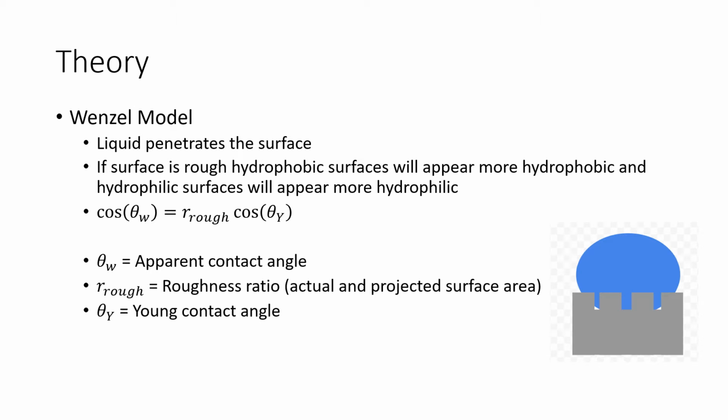So when comparing surface roughness and the apparent contact angle, we'll be using the Wenzel model as it is commonly used for hydrophilic surfaces. It is when the liquid penetrates the surface, and as roughness increases, the surface will appear more hydrophilic. The equation associated with this model is cosine theta W is equal to R cosine theta Y, where theta W is the apparent contact angle, R is this roughness ratio, which is the actual over the projected surface area, and theta Y is the Young contact angle.